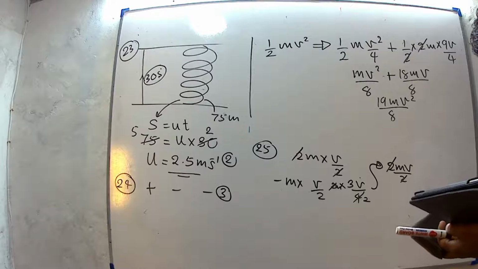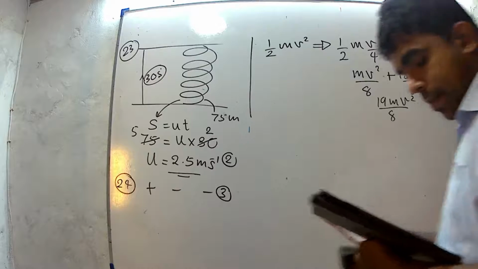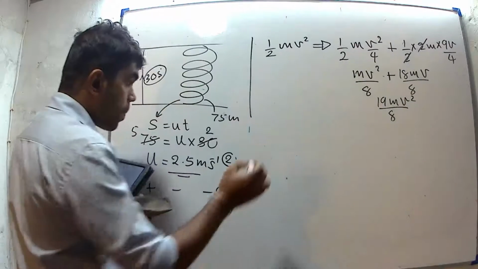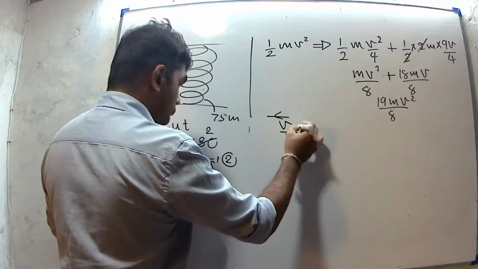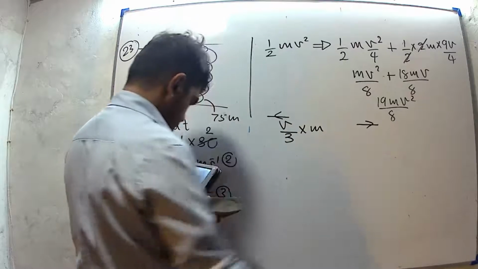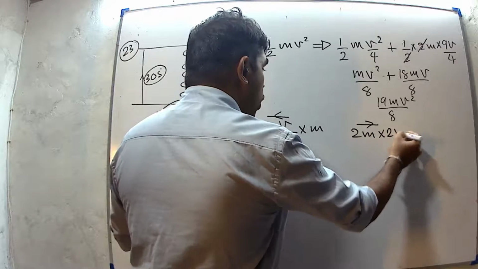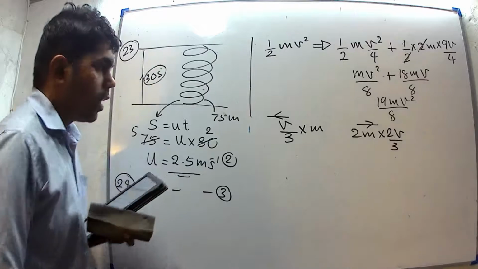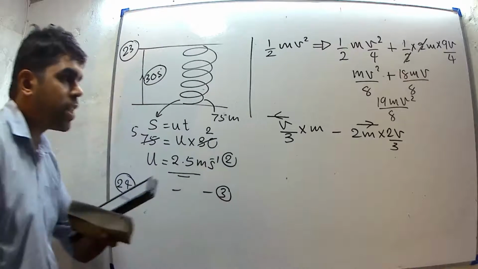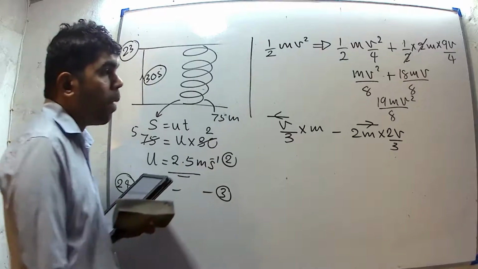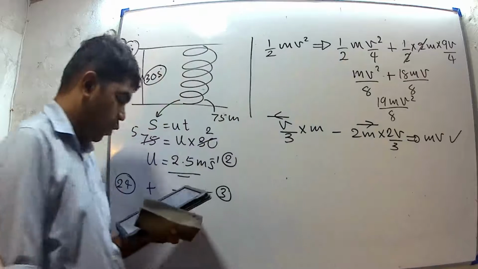When considering the fourth one, I will consider linear momentum. In the minus direction, v over 3 into m. In the plus direction, 2m into 2v over 3. When subtracting these values, because momentum is a vector, we get momentum mv. Therefore, momentum is correct for the fourth answer.